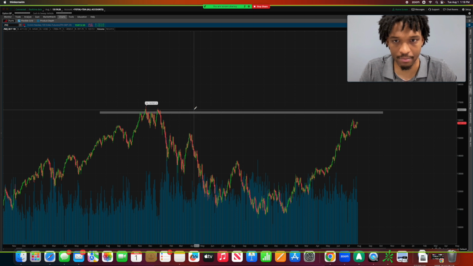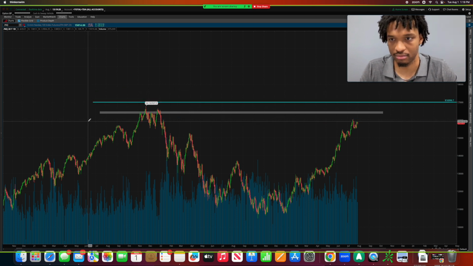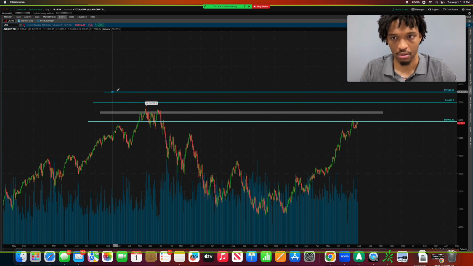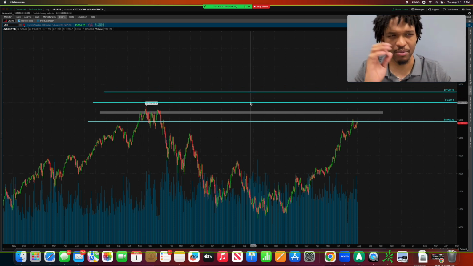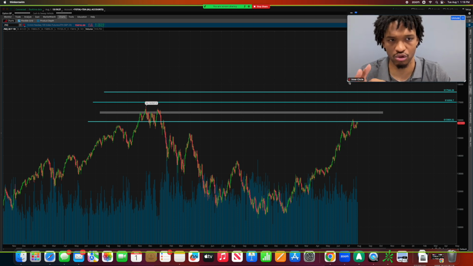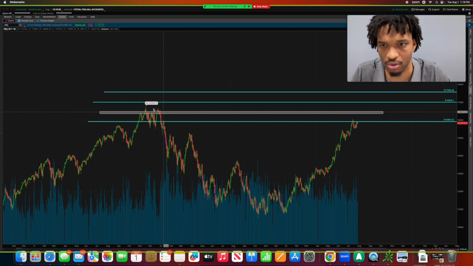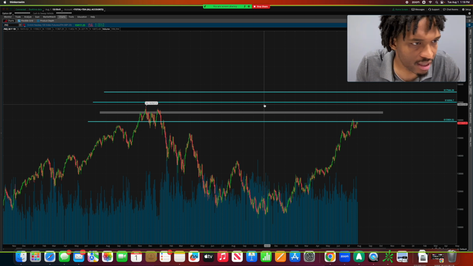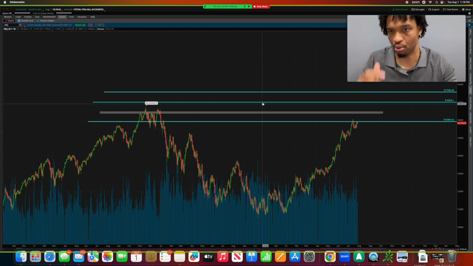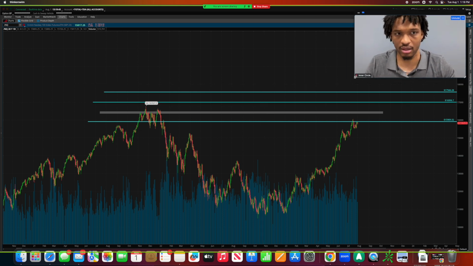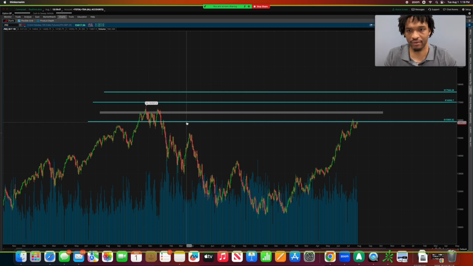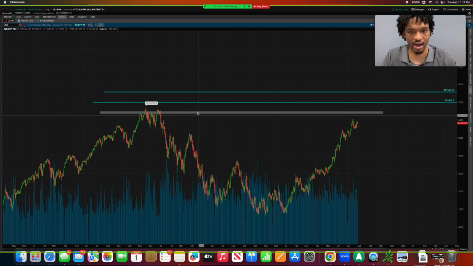Notice number one, I'm not putting a bunch of lines on my screen, right? Because number one, I don't really care about the specific number. A lot of people care about the specific number a little too much. Like, for example, if it's not at 16996.7, right, then it's not valid, or whatever the case may be, right? Get that out of your head, guys.